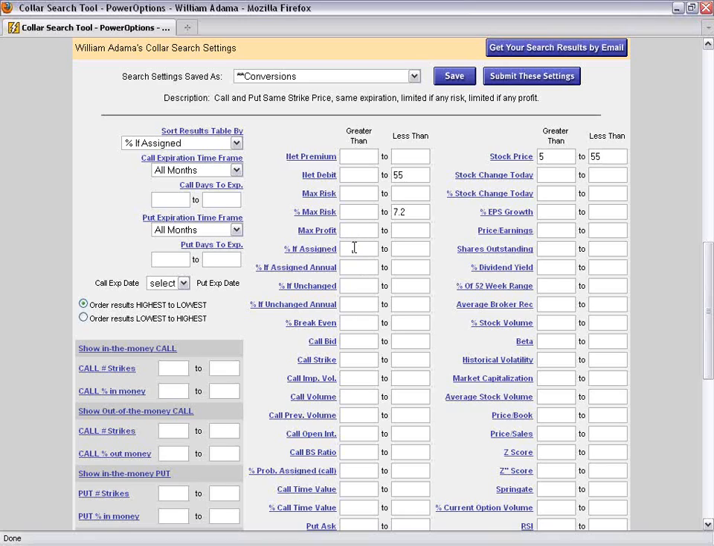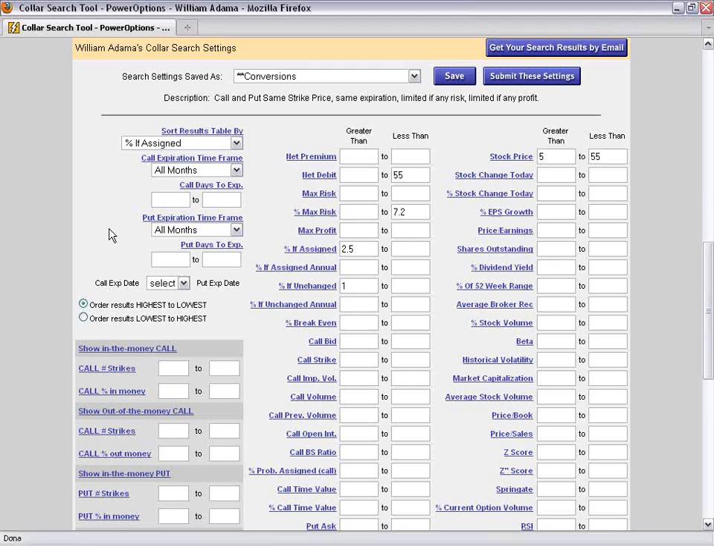My maximum profit or my percentage if assigned, if the stock's trading above my short call, what is the percentage return I want? Okay, well let's say my monthly goal is a minimum of 2.5% return. So I'll just put that in, percent if assigned 2.5%. And my percent if unchanged, if the stock stays at the same price, let's say I want that to be at least 1%.